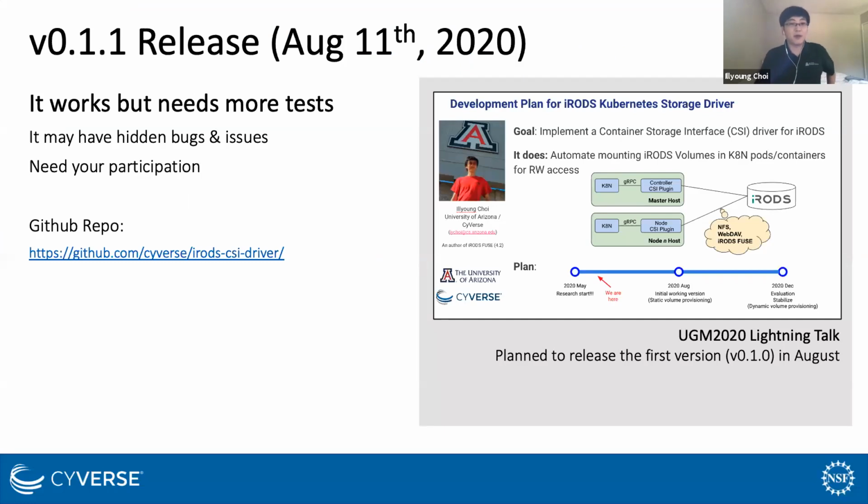Some of you may remember my UGM Lightning talk that was about the CSI driver development plan. I planned to release the first version of the CSI driver in August, and I released the first and second versions recently. So now it's 0.1.1 released. The current version works very well, but it may have hidden bugs or undiscovered issues. So I need your participation to improve the software.